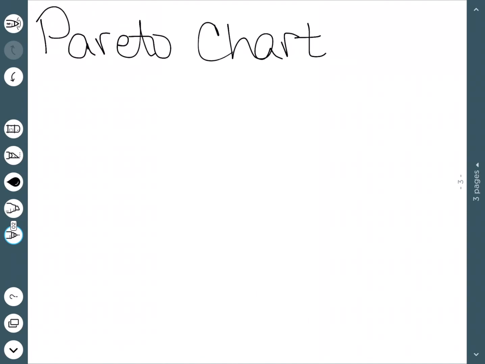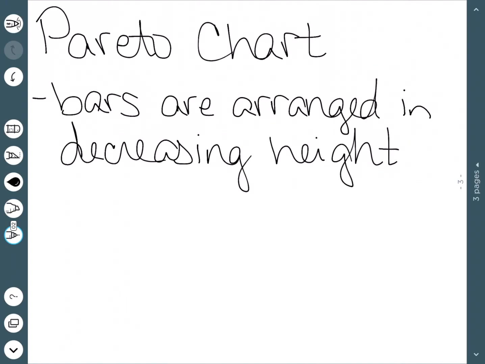The next graph we'll look at is called a Pareto chart. And a Pareto chart is a particular type of bar graph. So it is a bar graph, it's just a particular type. And in a Pareto chart, the bars are arranged in decreasing height. So we do actually want the first bar in our bar graph to be the tallest, and then we move them down accordingly. So let's do an example.